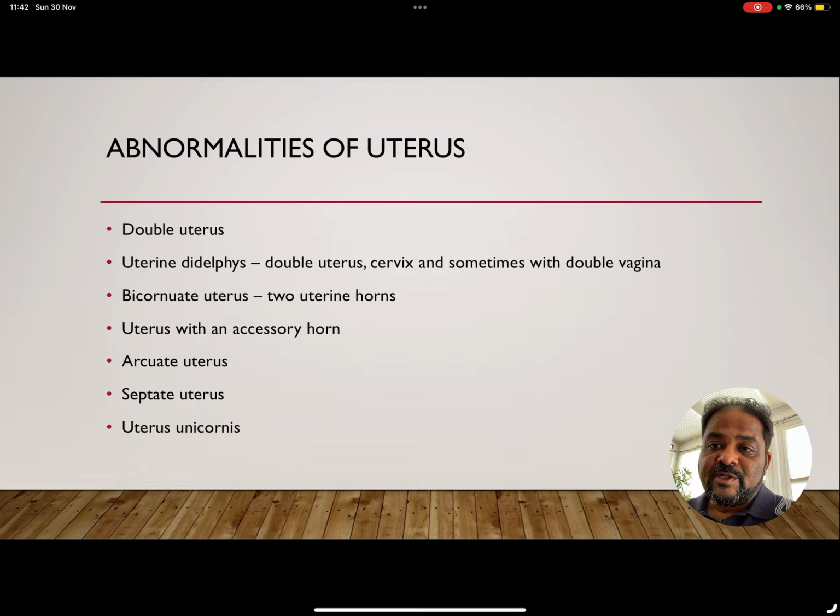Sometimes there could be a double uterus, or what is called uterus didelphys. Sometimes the uterus is double, the cervix is double, and it can also be associated with a double vagina because of a vertical septum. Bicornuate uterus, where the uterine horns are two and not fused. Uterus with an accessory horn. Sometimes because of incomplete reabsorption of the membrane, there is an arcuate uterus, or there is a complete failure of the membrane to be reabsorbed, which leads to septate uterus, or sometimes only one horn develops that leads to uterus unicornis. That means there is only one horn.